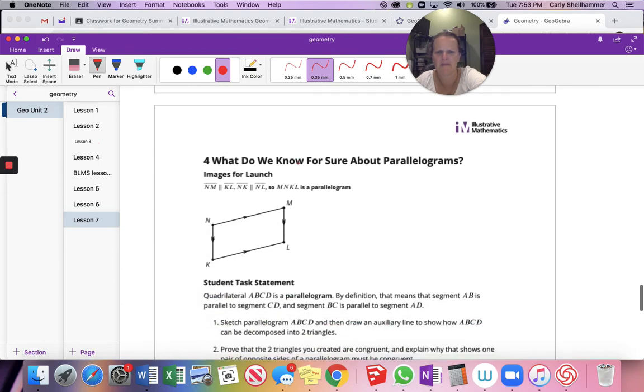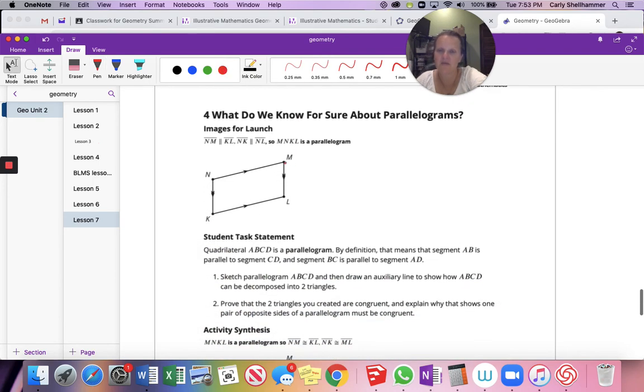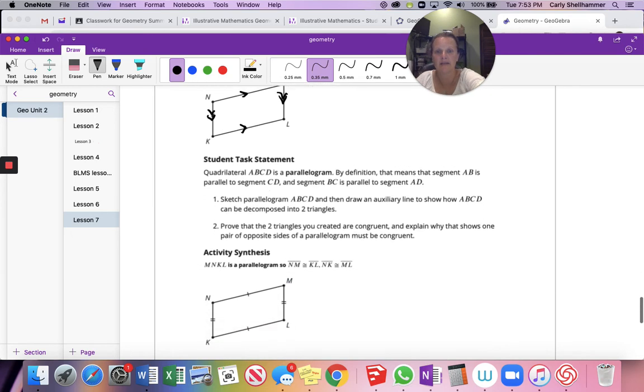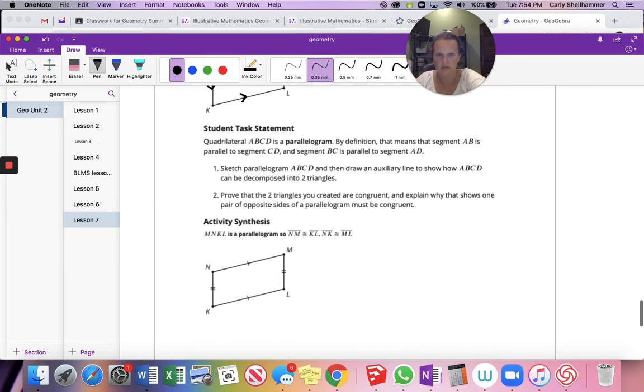Good job. Now this last thing, we rarely get 4 things to do in one lesson. Today we do. What do we know for sure about parallelograms? So parallelograms, the opposite sides are parallel. So that's an arrow, this is a double arrow, and that's a double arrow. Because we have opposite sides being parallel, we know MNKL is a parallelogram. So our student task statement says quadrilateral ABCD is a parallelogram.